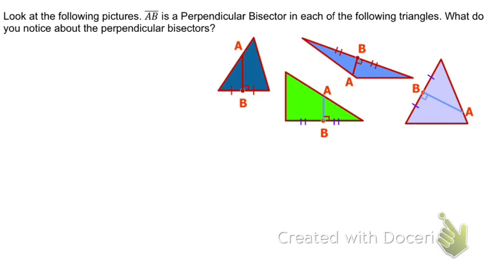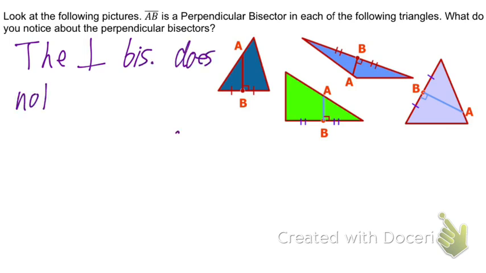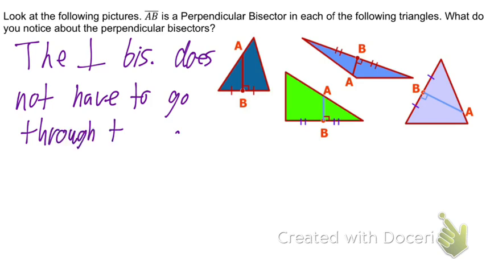Okay. So this is something I want you guys to write in there. The perpendicular bisector does not or doesn't have to go through the vertex of the triangle.